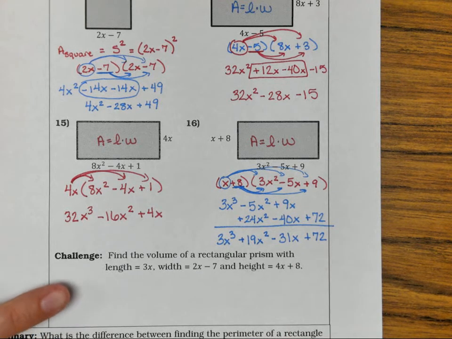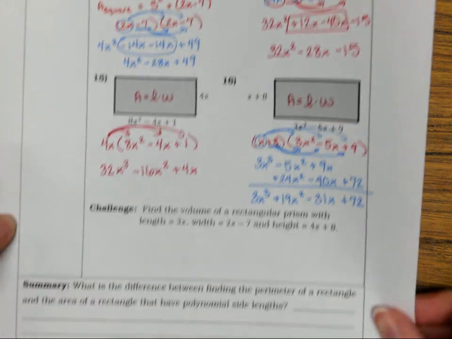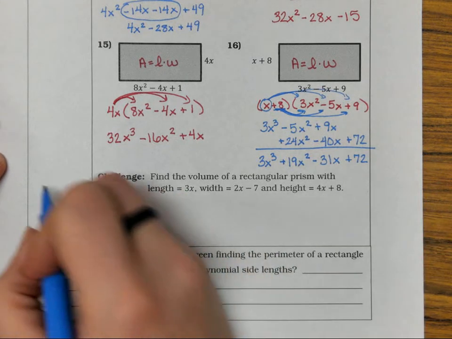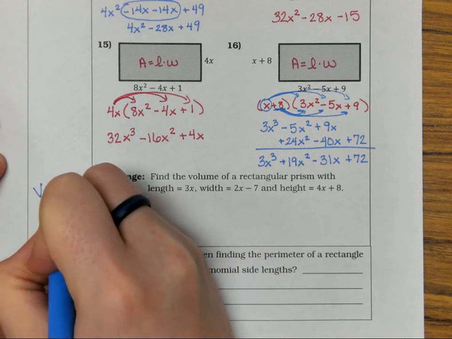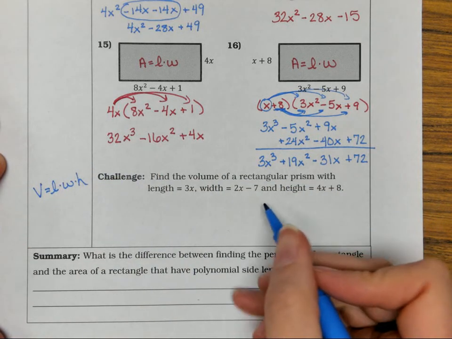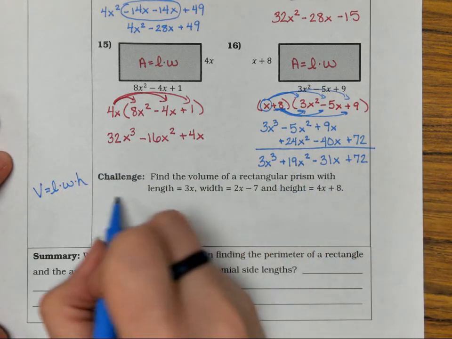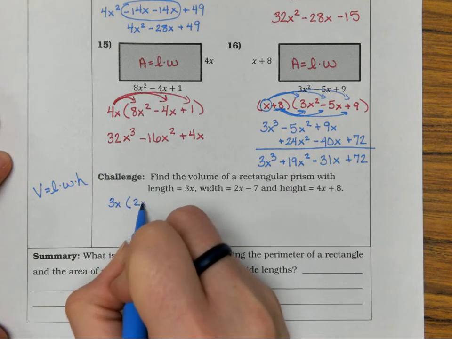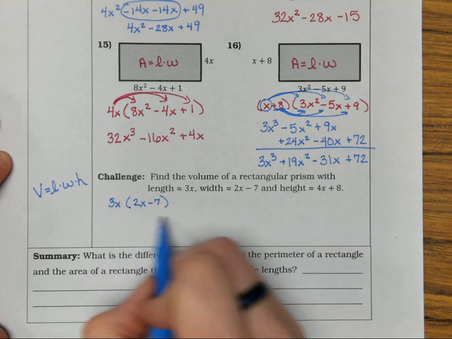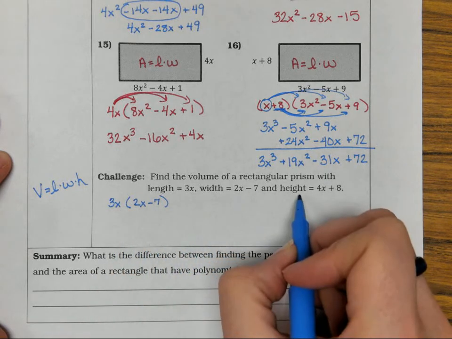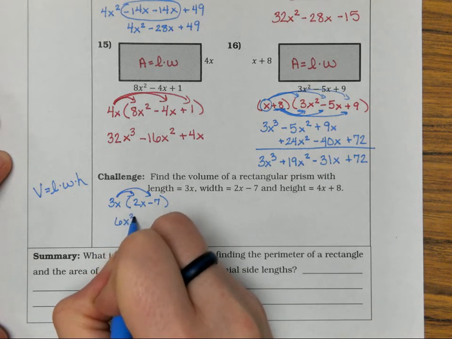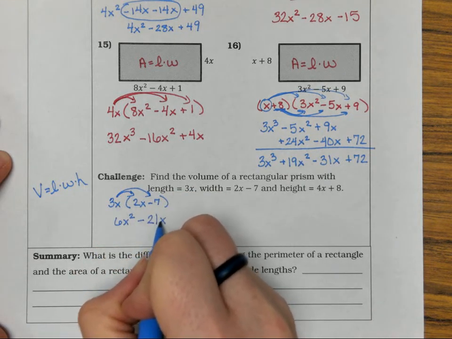All right, the challenge question says to find the volume of a rectangular prism with length equal to 3x, width is 2x minus 7, and height is 4x plus 8. And so the formula is length times width times height. So what you're going to do here is we have 3x times the width, which is 2x minus 7. And we're going to figure that out and multiply that answer by the height. So it's just distributive property. I have 6x squared minus 21x.